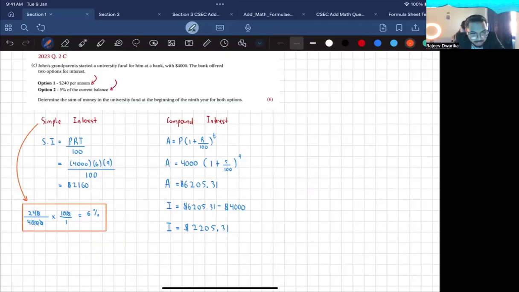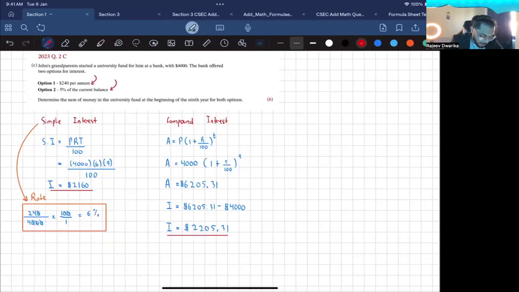You'd be wondering, what is the rate? So this is how you find your rate. The rate is just the fraction of the original amount of money. That makes sense because if you're getting 240 per annum, that is equal to 6% of 4,000. You good, right? And you were telling me the compound interest is the better option, right? Yeah, so this is the better option. So the interest for both of them could either be 2,160 or 2,205.